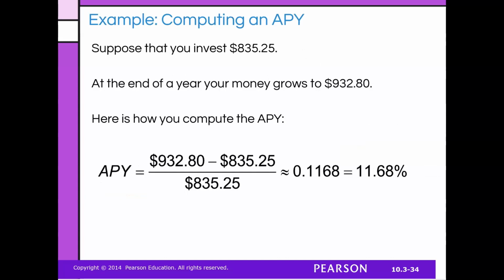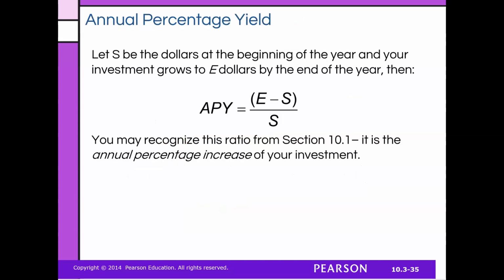Suppose you invest $835 and at the end of the year the money grows to this much. This is how you can figure it out. You take how much you earned, subtract how much you started with, and divide by the original amount, and that'll tell you how much your money grew. This is a formula there, and it might be really similar to 10.1. It's the percentage increase.